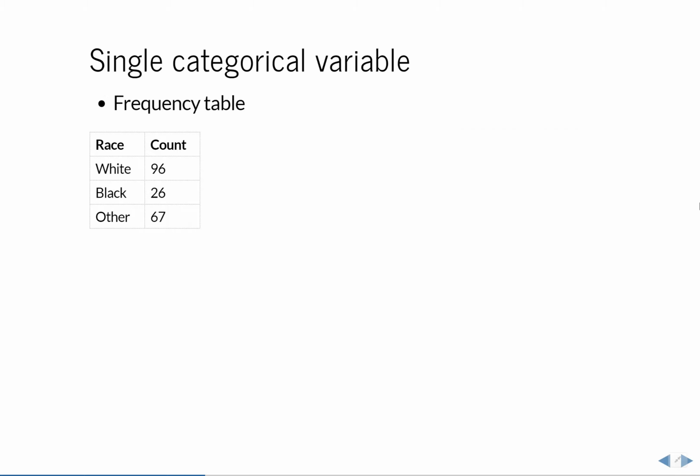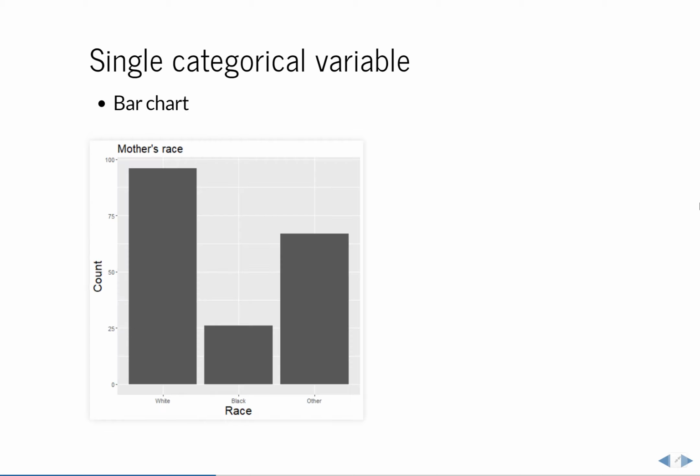Probably the single most effective thing I can think of to do with a single categorical variable is just to produce a frequency table. After all, with categories, kind of the only thing you can do is just count. That's really all there is to do. And so you can see this frequency table shows the three categories, and it counts the number of women who are classified into these three groups, 96, 26, and 67.